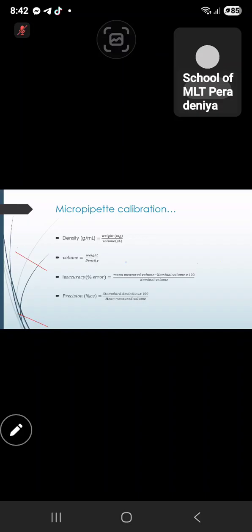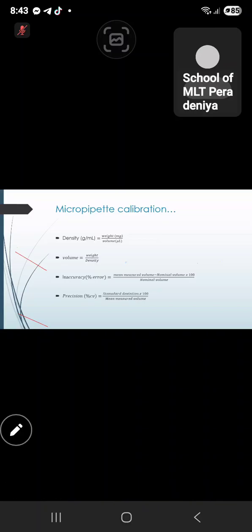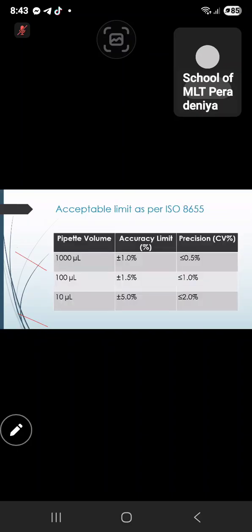Nominal volume means, if we are trying to calibrate a 100 microliter pipette, the nominal volume is 100 microliters. That is the volume we expect to be delivered by that particular pipette, right? So we find the difference, and we find how inaccurate it is. We can find the precision also, since we have the standard deviation and the mean measured volume. This is the acceptable accuracy and precision according to ISO 8655.